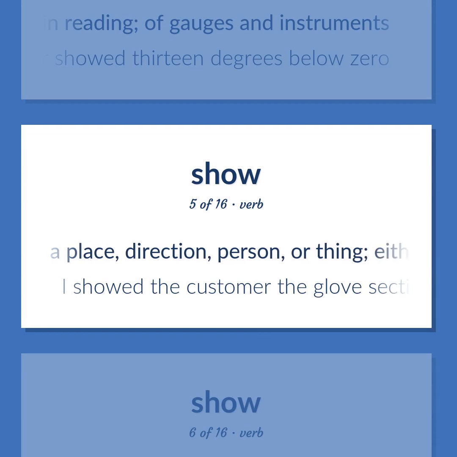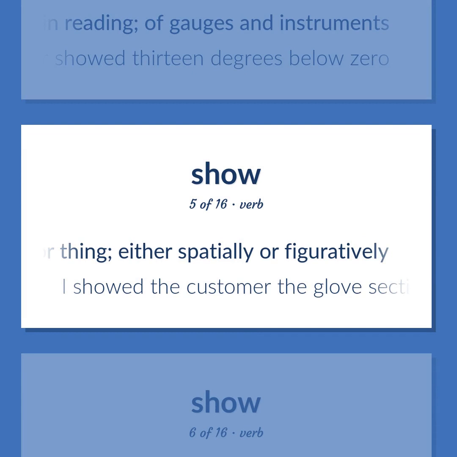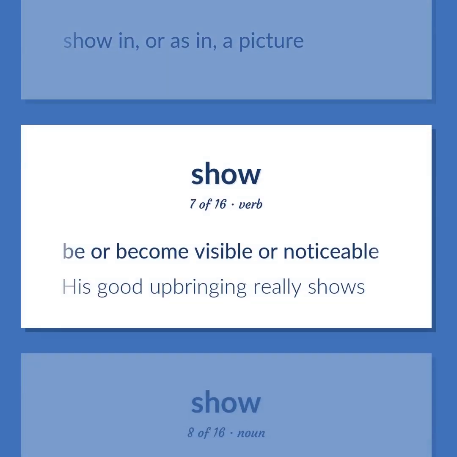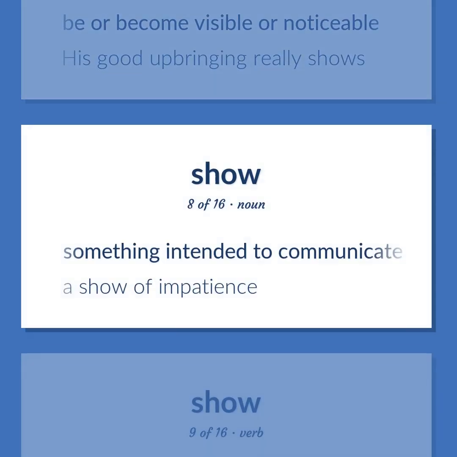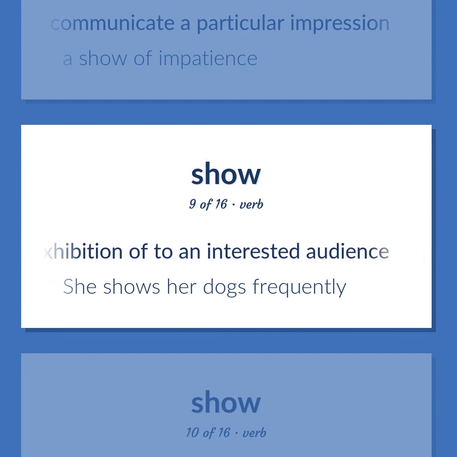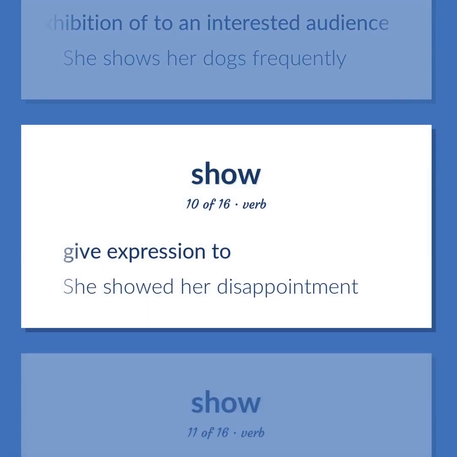Indicate a place, direction, person, or thing, either spatially or figuratively. I showed the customer the glove section. Show in, or as in, a picture. Be or become visible or noticeable. His good upbringing really shows. Something intended to communicate a particular impression. A show of impatience. Give an exhibition of to an interested audience. She shows her dogs frequently. Give expression to. She showed her disappointment.